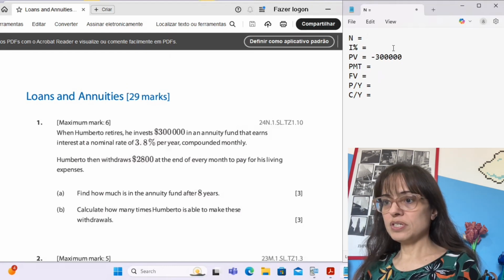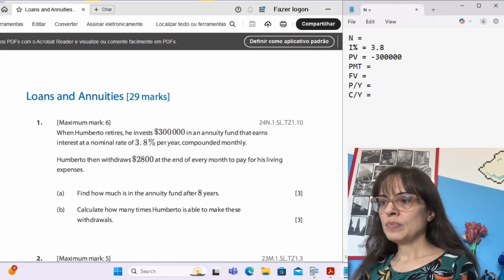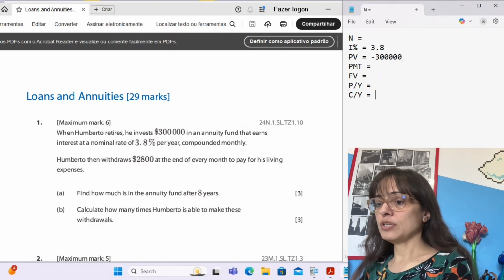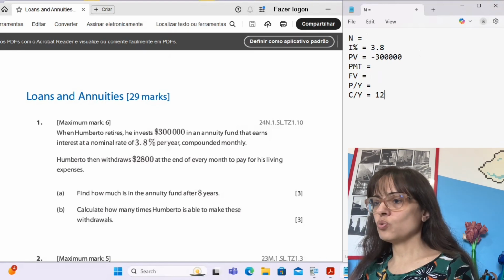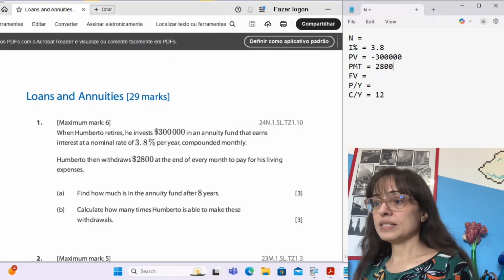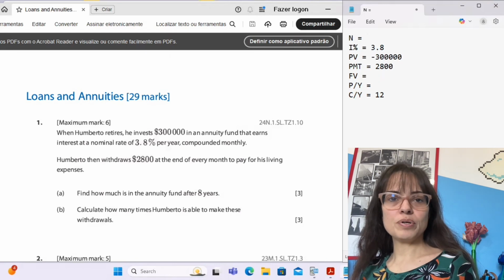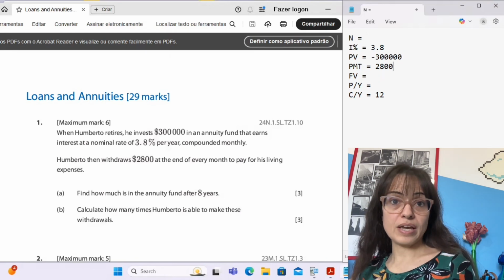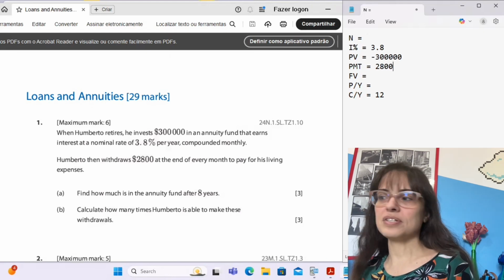And then this one earns interest at a nominal rate of 3.8% per year, compounded monthly. So that's the CY, that is 12. He then withdraws 2,800 at the end of every month. So it's 2,800 here as the PMT. Notice that it is at the end of every month. Most of the time, they are careful to say that it's end, even though it has been predetermined that it is. It's written in the syllabus.